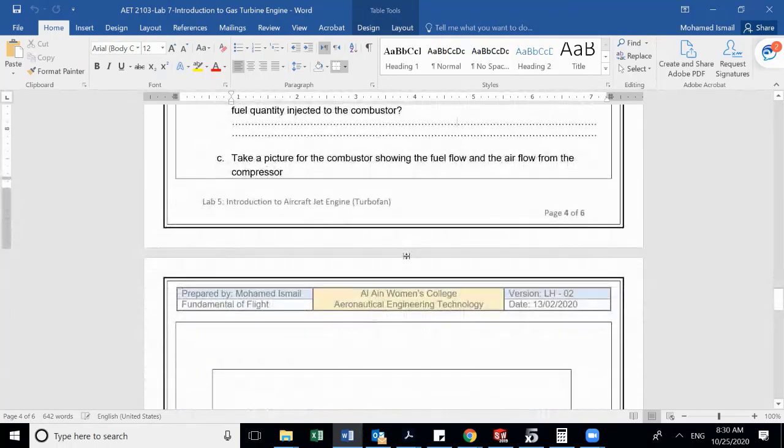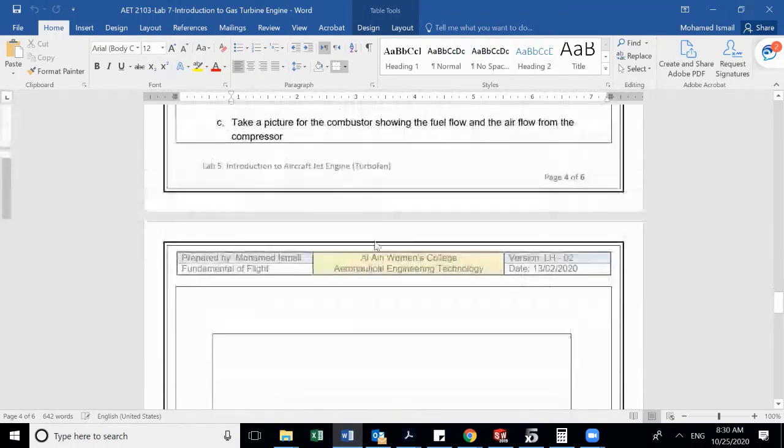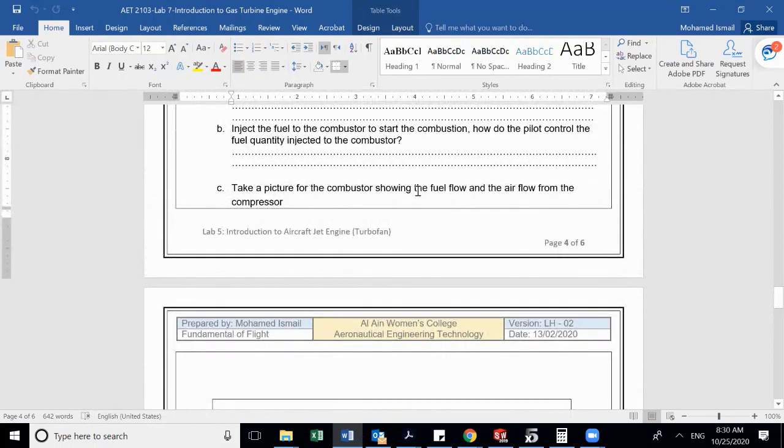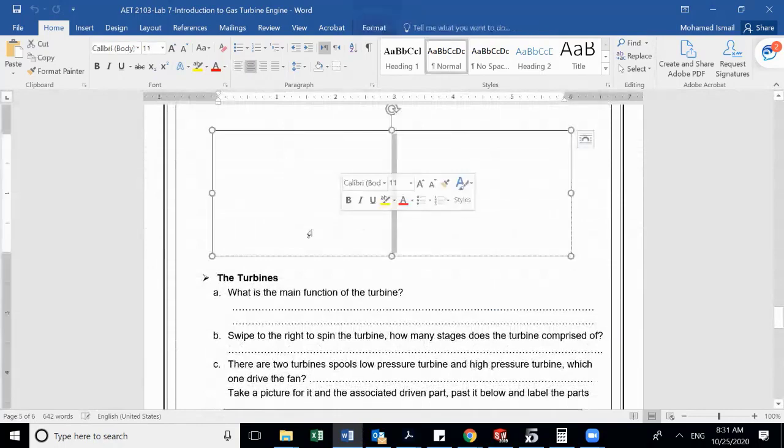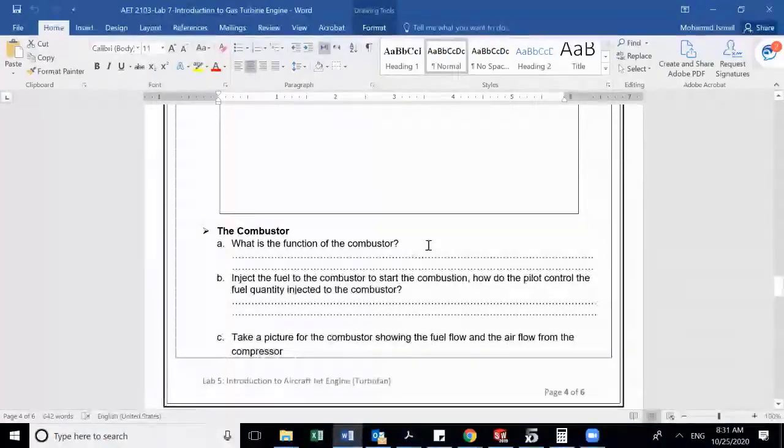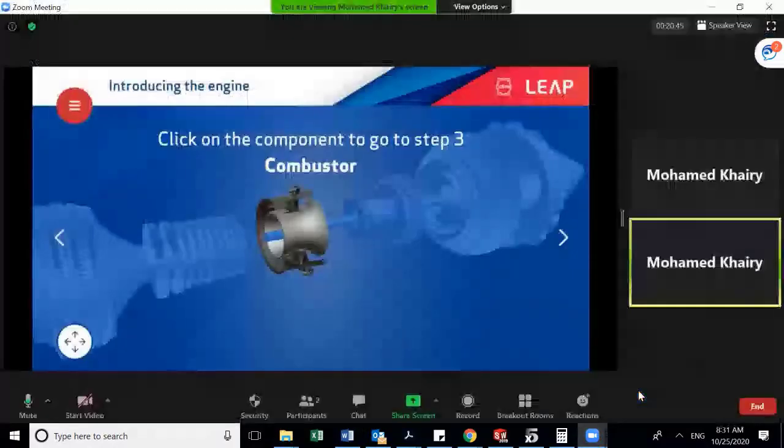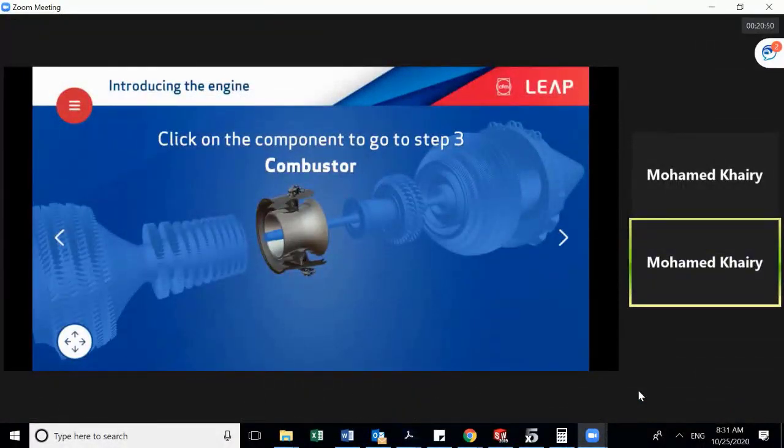And then you are going to take a picture of the combustion chamber showing the fuel flow and the airflow from the compressor. Okay, fuel flow which will be controlled by the throttle lever, and the airflow is coming actually from the compressor. So you are going to take a picture also. Now let's see the combustor. The type of combustor we call annular. You are going to see this later, inshallah, in the coming courses.